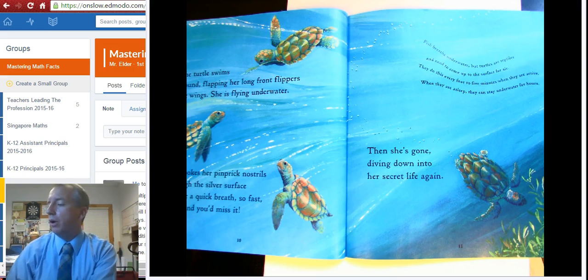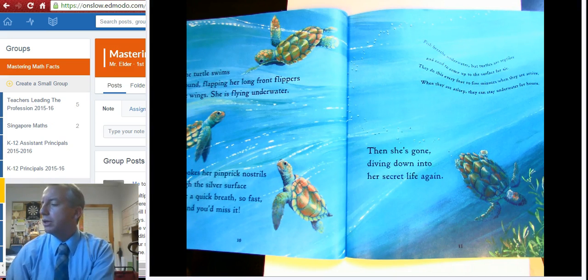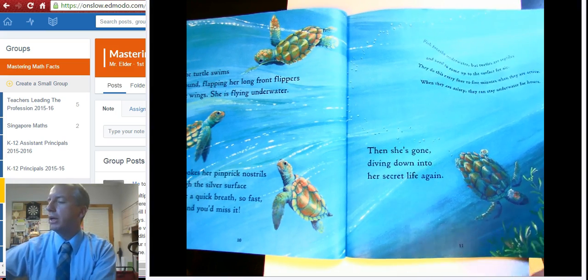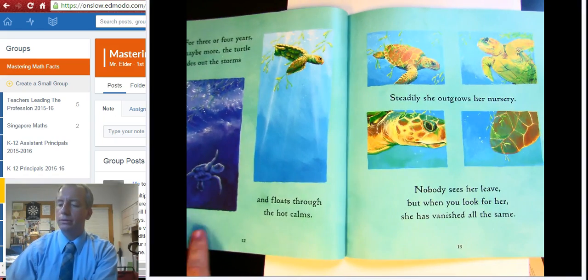Fish breathe underwater, but turtles are reptiles and need to come up to the surface for air. They do this every 4 to 5 minutes when they are active. When they're asleep, they can stay underwater for hours.